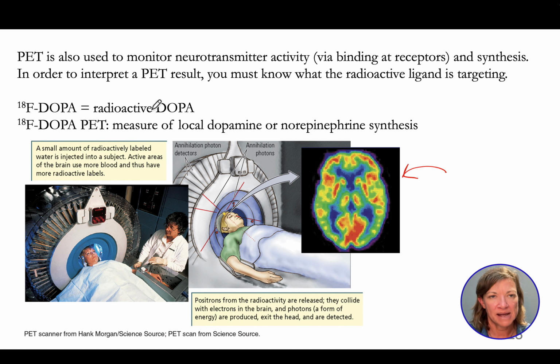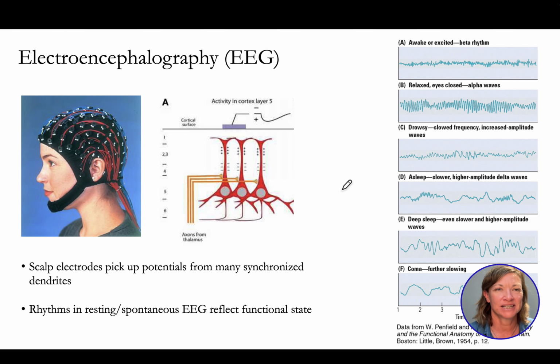So F-DOPA PET, F18, is a measurement of local dopamine or norepinephrine synthesis, because DOPA is the precursor for production of those neurotransmitters. Now, EEG, or electroencephalography, measures direct electrical activity of neurons. So it's more direct than either fMRI or PET, because it's measuring the electrical signals, albeit from synchronized activity in dendrites, so not individual neurons.